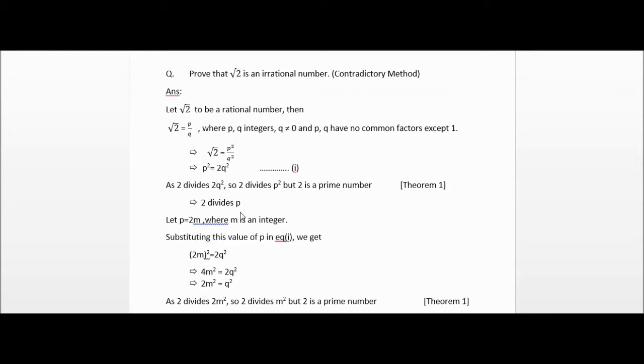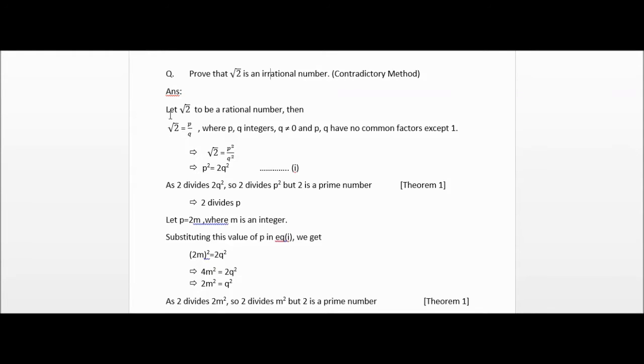According to our problem, we have to check whether this particular value root 2 is an irrational number or not. As the question is, we have to prove root 2 is an irrational number. So using the contradictory method, we first have to consider that it is a rational number. So let's start the answer, and please watch the full video to understand the total process.